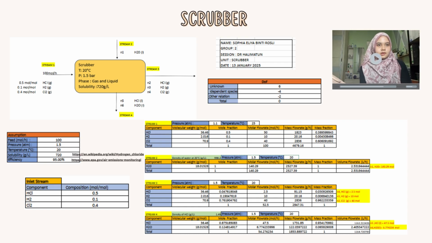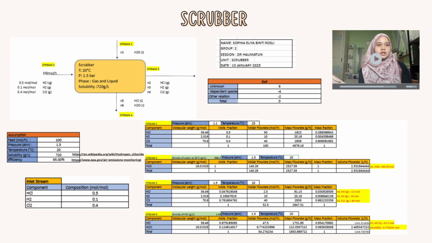Now the last unit is the scrubber. The intent is to improve the quality of HCl in liquid by eliminating H2 and Cl2. At stream 1, for a basis of 100 mol per hour, the composition of HCl entering the unit is 0.51. H2 and Cl2 are 0.1 and 0.4 mol per mole respectively.